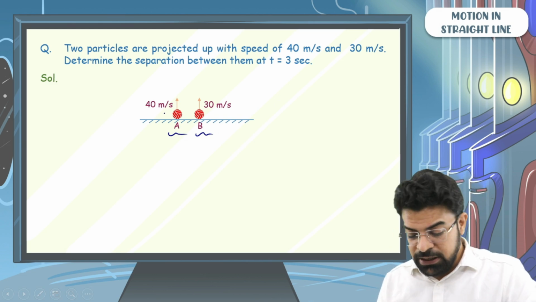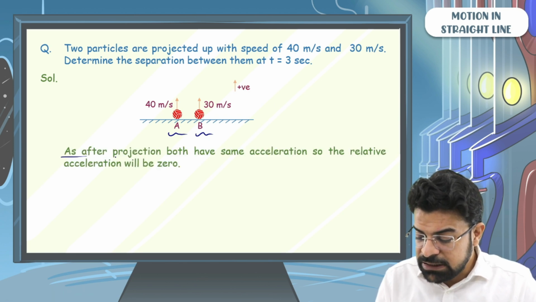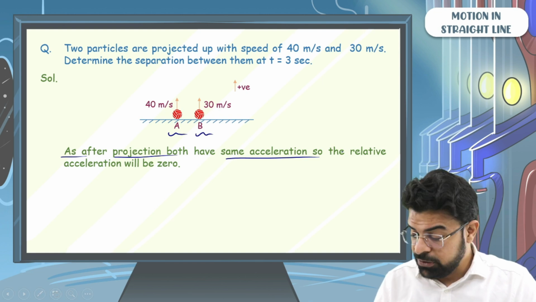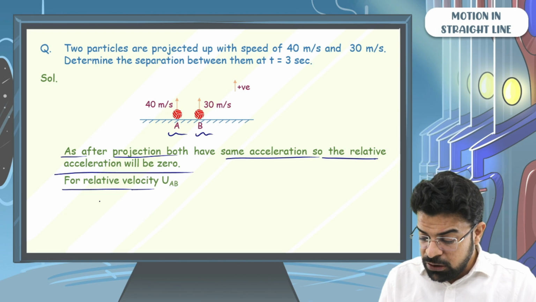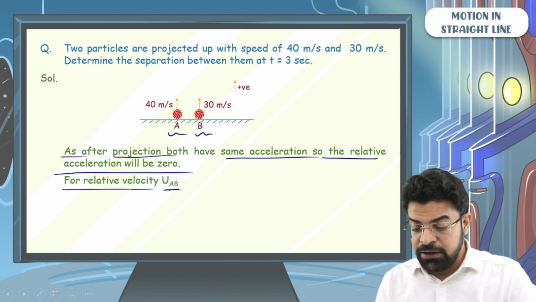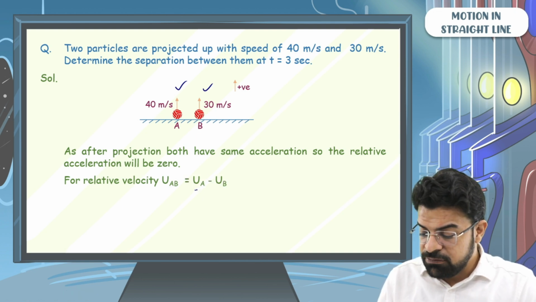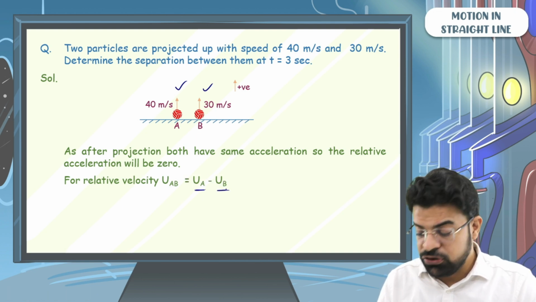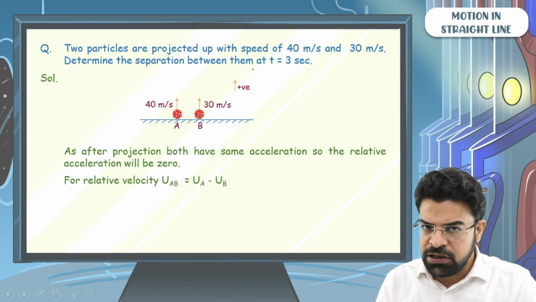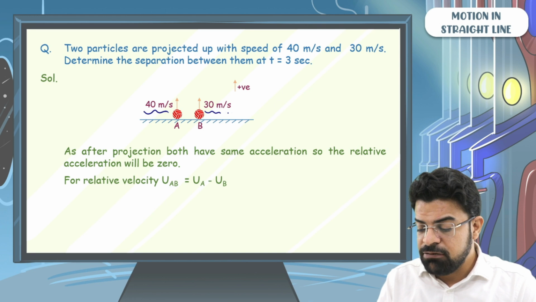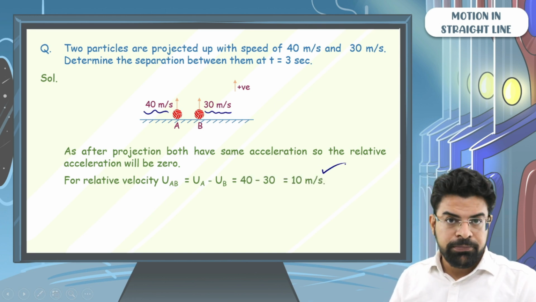So here you can say, taking upward direction as positive, as after projection both have the same acceleration, the relative acceleration will be 0. For relative velocity U_AB, the relative velocity of A with respect to B, you can write initial velocity of A minus initial velocity of B. I have taken upward direction as positive, so I will substitute the initial velocity of A as 40 and the initial velocity of B as 30. So I will get 40 minus 30 equals 10 meter per second.